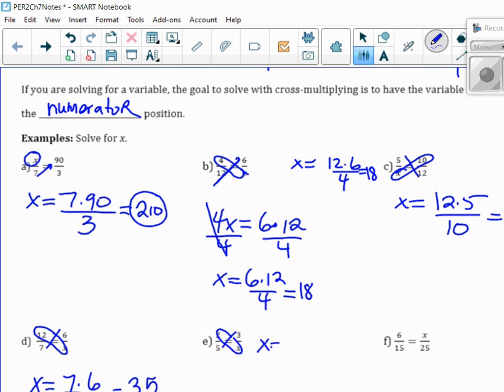Okay, do the switcheroo. So x equals, x goes to the top, 5 has to go up, so 5 times 3 divided by 2, and again, I get 7.5. X is in the top position, so it doesn't have to be moved, but I got to get rid of the 25. So x equals 6 times 25 divided by 15, and I get 10 as my final answer.